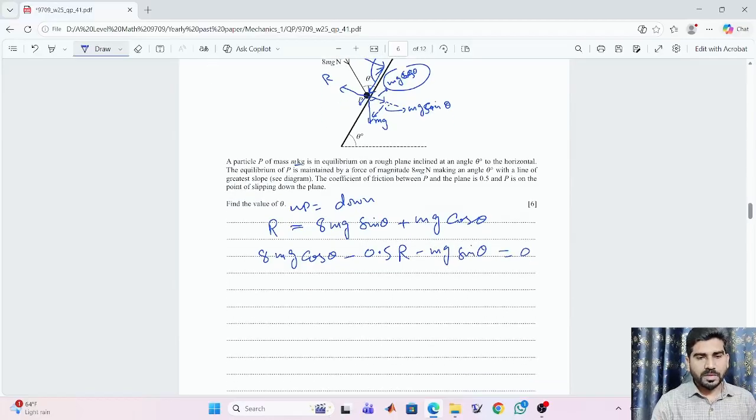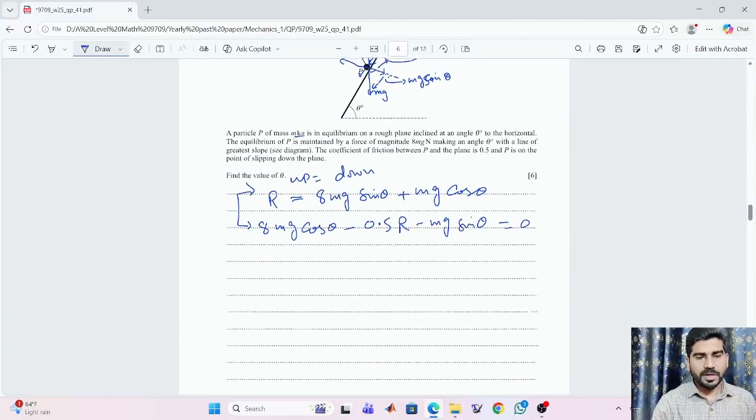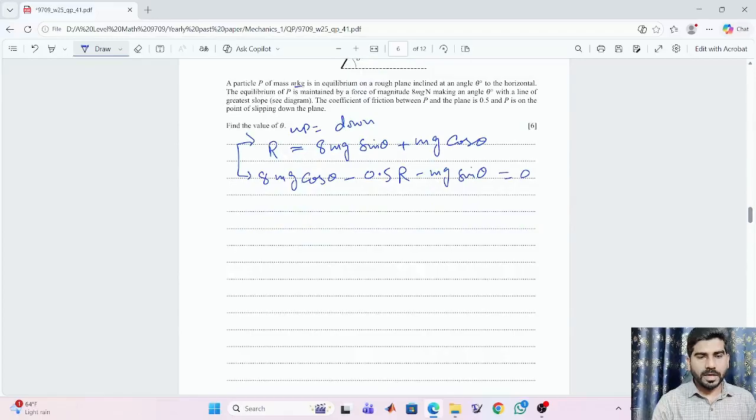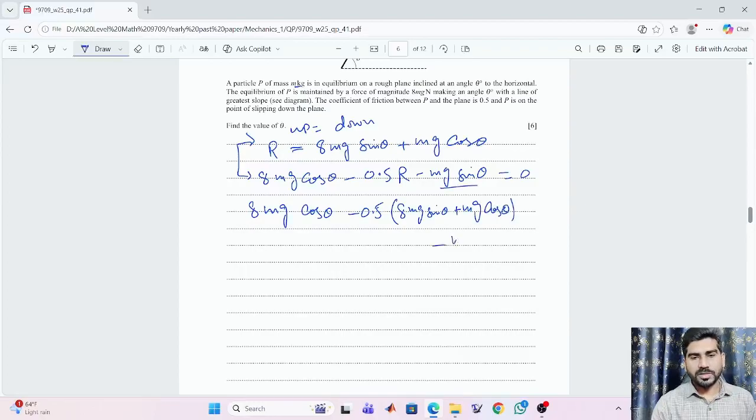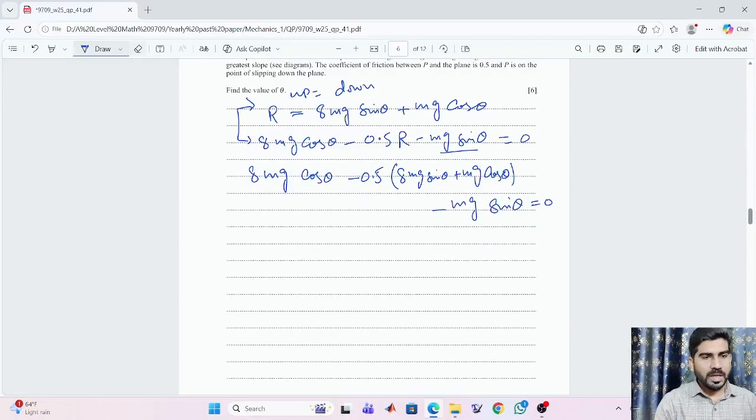We can solve these two equations by the substitution method. R is given here, so we can substitute R and calculate. So 8 mg cos theta minus 0.5 R, where R is 8 mg sine theta plus mg cos theta, minus the last term, mg sine theta, equals 0. Now we can see mg is in all the terms. We can divide each term by mg, and we will get 8 cos theta.